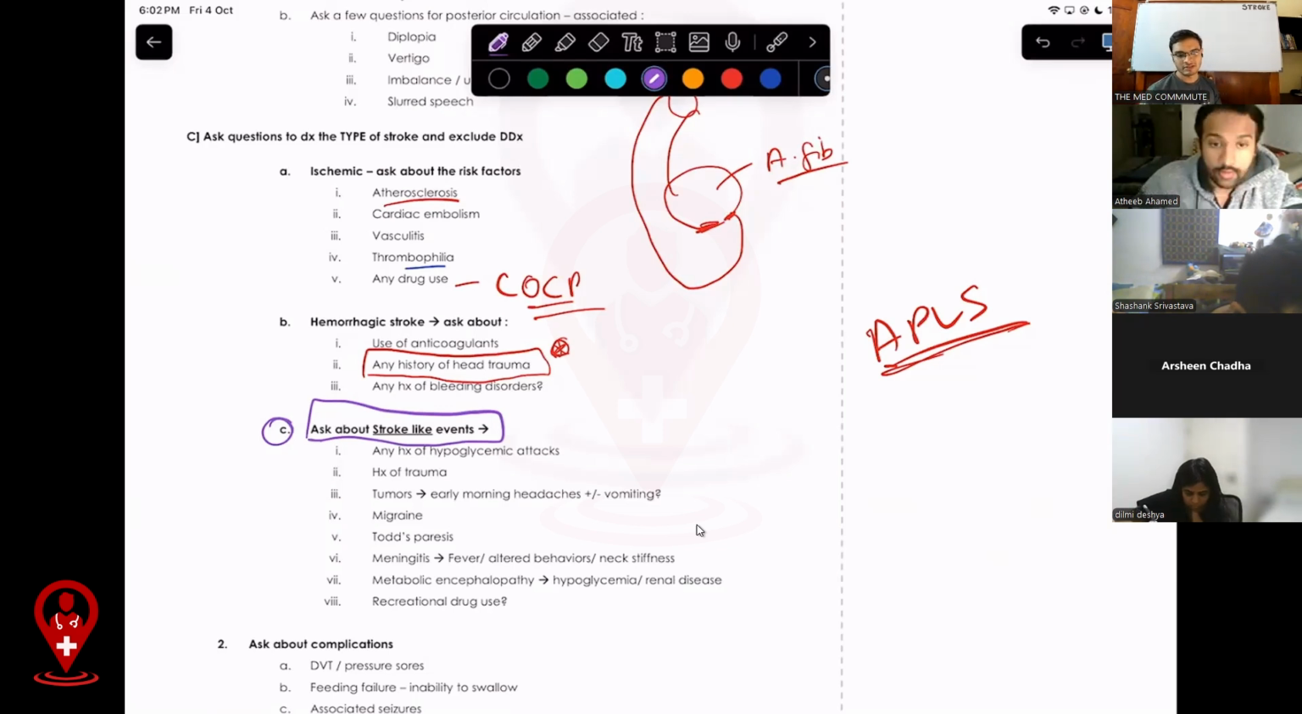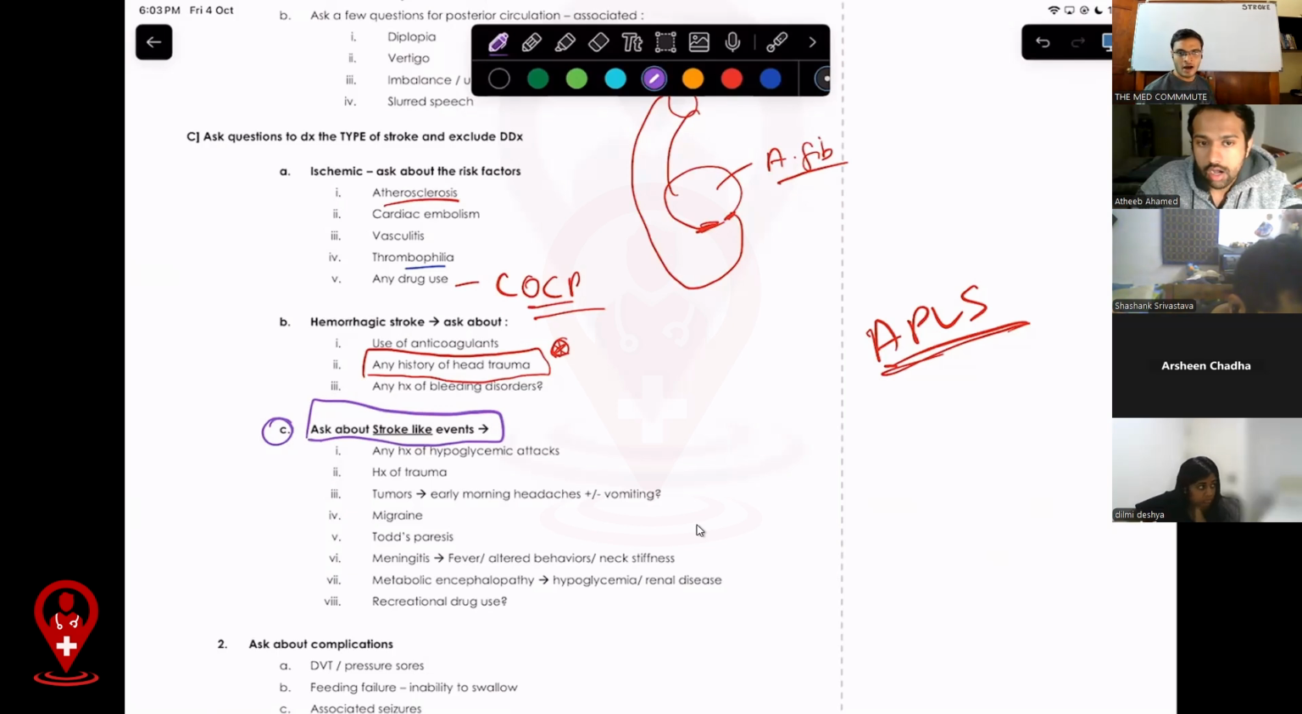Then you have to ask about Todd's paralysis. Again, this is about seizures, a seizure coming in before the stroke. You have to ask about this because the seizure can be related to the stroke. No need to discuss this, it's a little bit advanced.